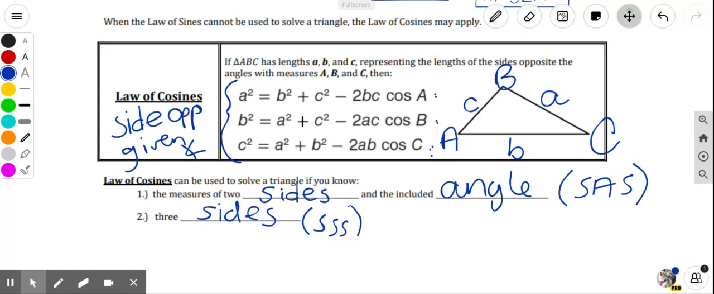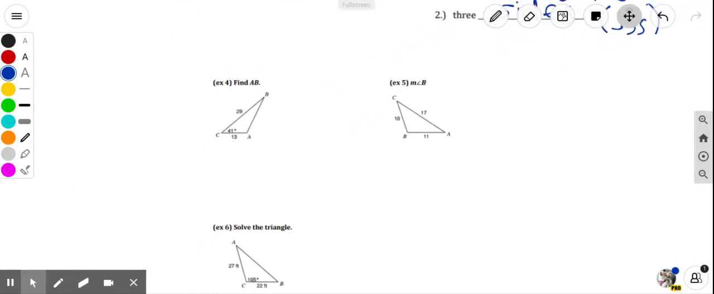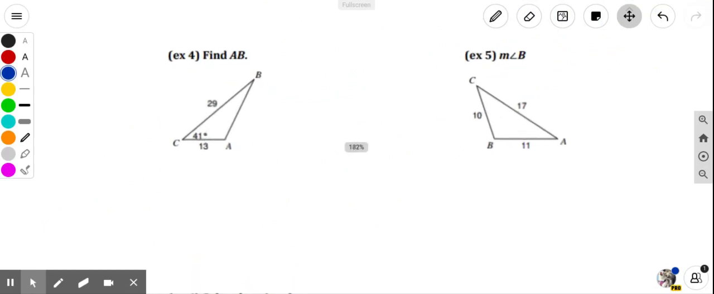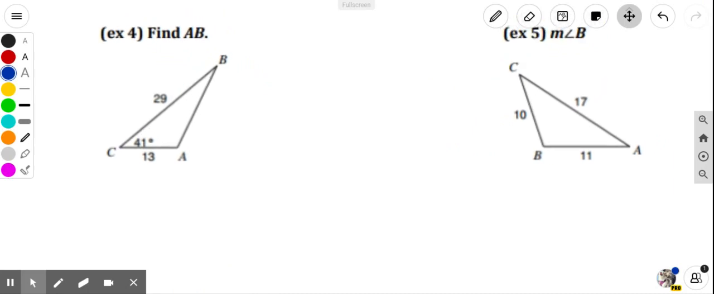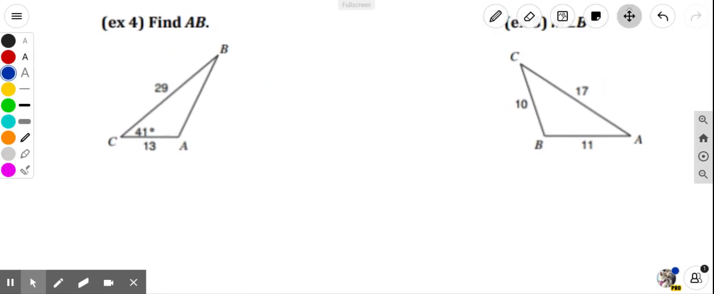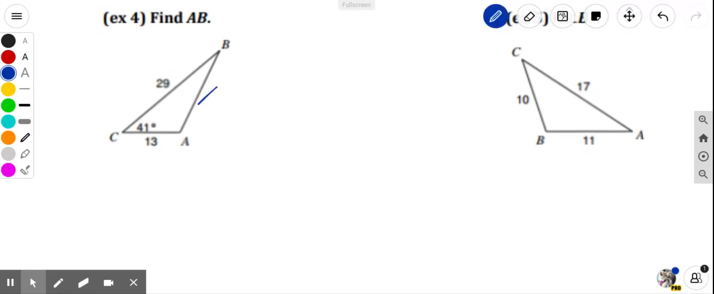So now, again, I have 3 examples that we're going to do. Okay, here's our first one. We're going to find AB. So again, we're going to make AB x. Okay, so notice that x is opposite of the 41, right? So that means x is going to go on the left side of the equation. So if you look back at your notes, the left side of the equation is a side squared. So this is going to be x squared.